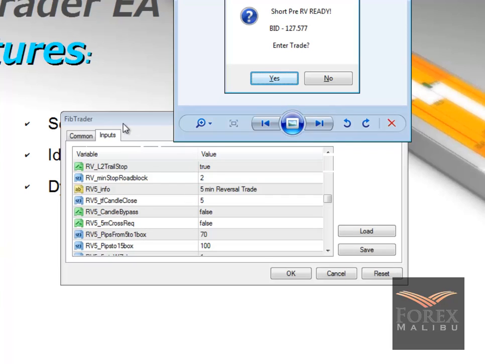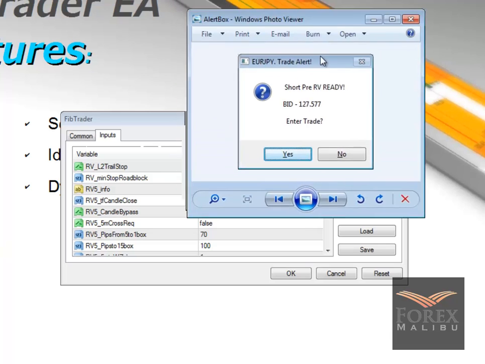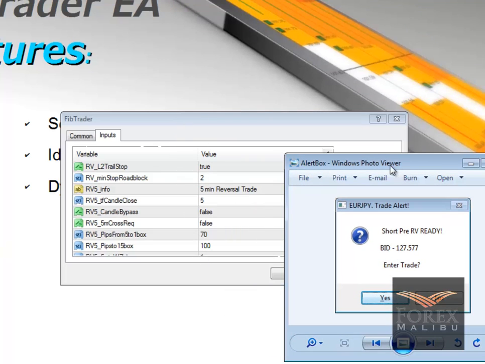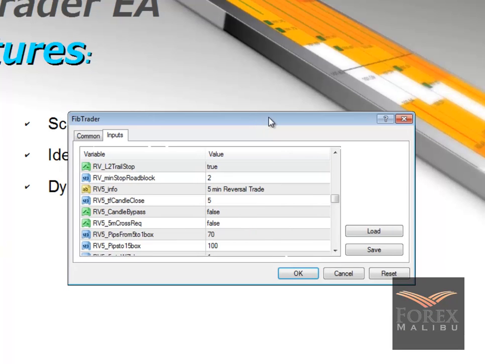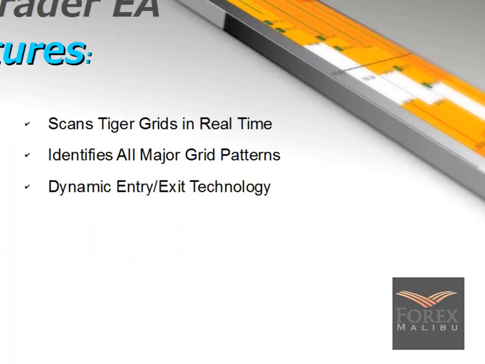I'm not going to get too much into it, but just to let you know, there's dynamic entry and exit options. That's one feature that I'm really excited about, and I think it's a really important feature. So let me go ahead and remove the alert box. If we need it again, we'll get to it, and I'll remove the control panel for the moment. Okay, we'll continue on.